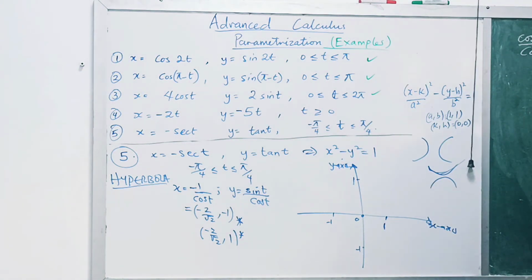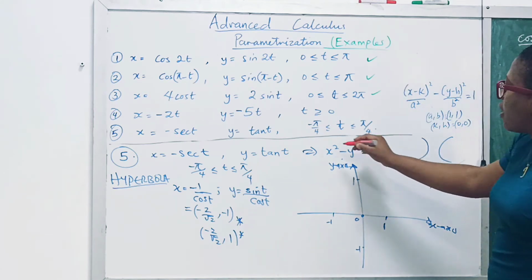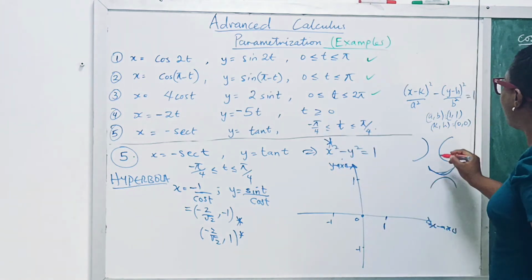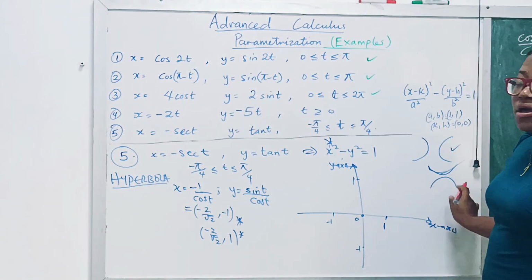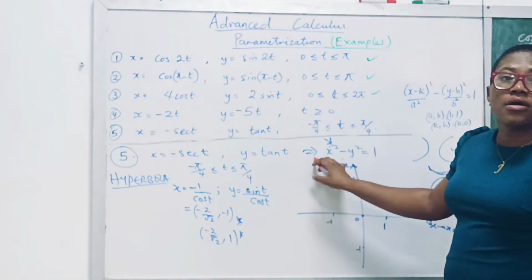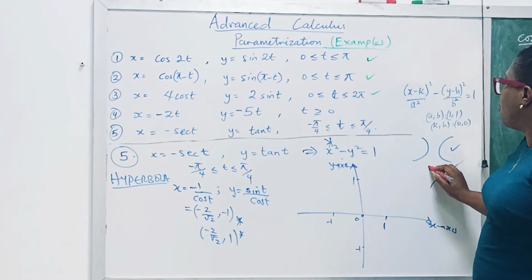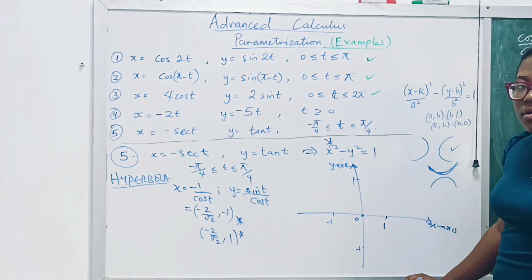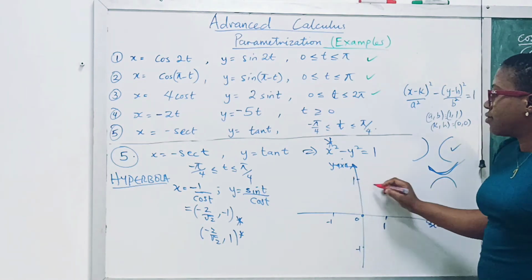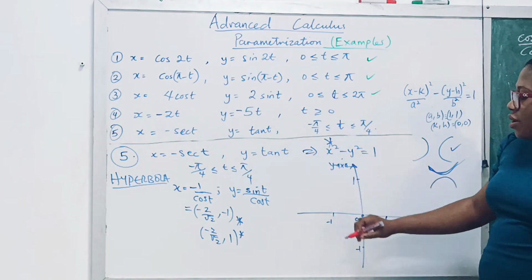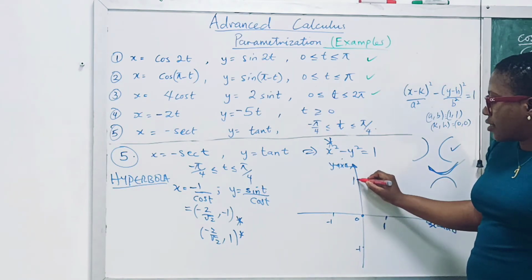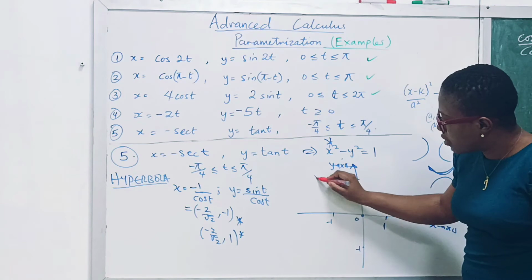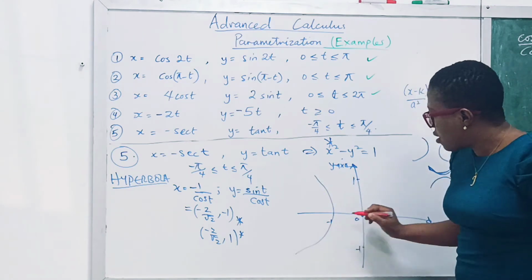What makes the difference is what is here. If x is first, we have two C's. If y is the one starting here, we have two bowls backing each other, like it would be like this and like this. It will be oriented at the y axis. So whatever is the first one is where we are orienting it. X axis. Okay? So it's going to be this and this.